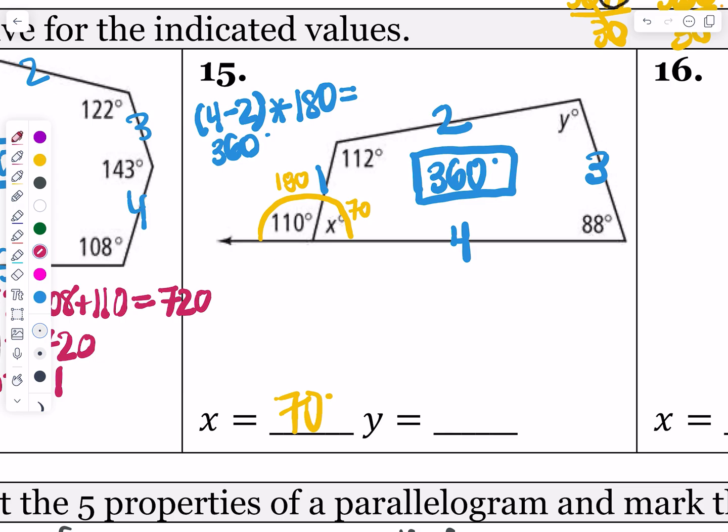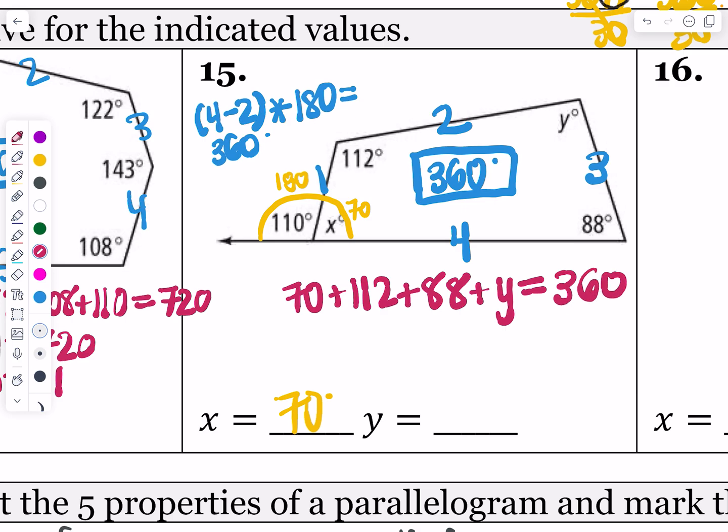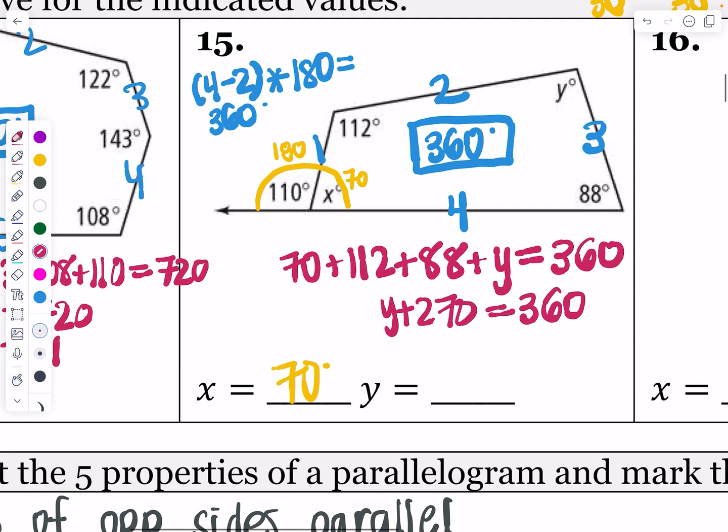So I know that all of these should add up to 360, so I could just subtract off all of these three numbers and see what's left for y, but I'm going to set up the equation for the people that need it. So 70 plus 112 plus 88 plus y, all of those should add up to 360. I combine my like terms and I get that y plus 270 is going to be equal to 360 degrees. And so I'm going to subtract 270 from both sides, and I end up getting that y is equal to 90. So y is equal to 90, and then x is equal to 70.